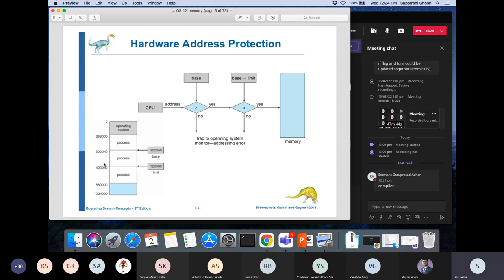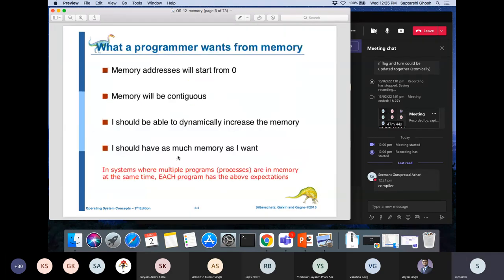So basically, this process, when running on the CPU, thinks that the memory address starts from 0. But in physical memory, the address of this process actually starts from 300040. So when it generates an address 5, this should be added to this base register, and therefore the address should become 300045. That is what is being discussed here.